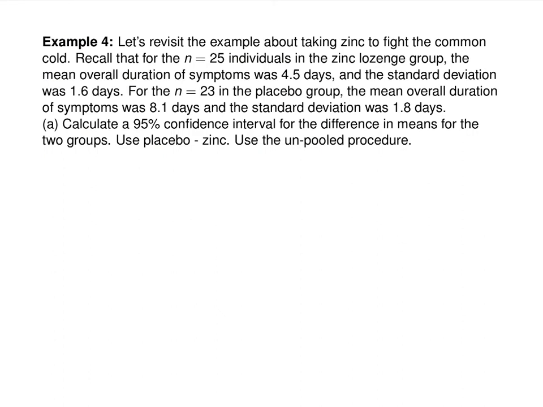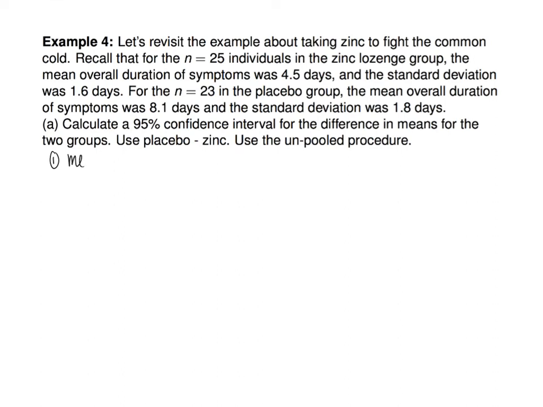All right, let's revisit this example about taking zinc to fight the common cold. Remember, there were 25 people taking the zinc, and the mean overall duration of their symptoms was 4.5 days, with a standard deviation of 1.6. For the 23 in the placebo group, the mean overall duration was 8.1, with a standard deviation of 1.8. First, let's find a 95% confidence interval for the difference, using placebo minus zinc and the unpooled procedure. In the previous lesson, we did this example by finding 2 intervals. This time we're going to just find 1 for the difference.